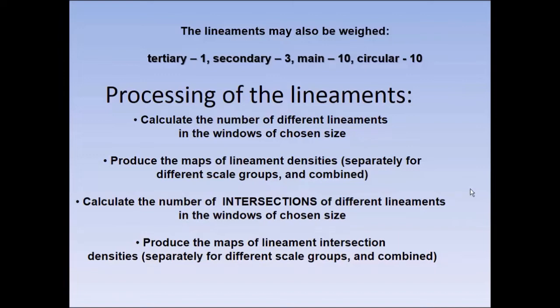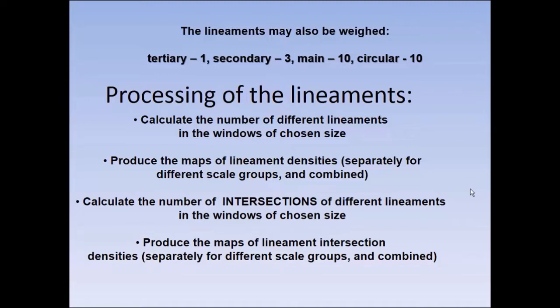Apparently, the amount of fluid flowing through the main lineament is larger in comparison to the tertiary one, and the mineralization is more likely to occur in the vicinity of the main lineament. Therefore, it makes sense to assign an importance value to the main lineament heavier than the secondary and much higher than the tertiary. In our processing, we use the following weighting coefficients: tertiary, 1; secondary, 3; main, 10.